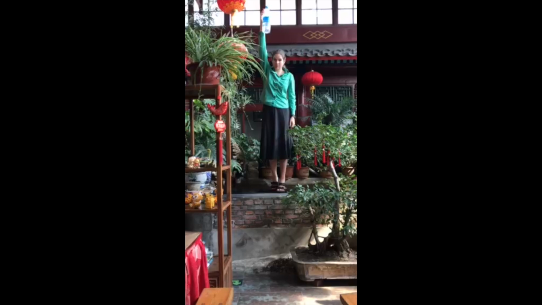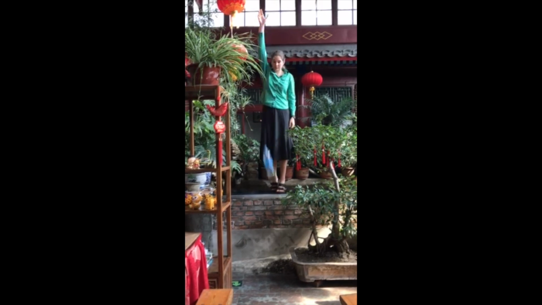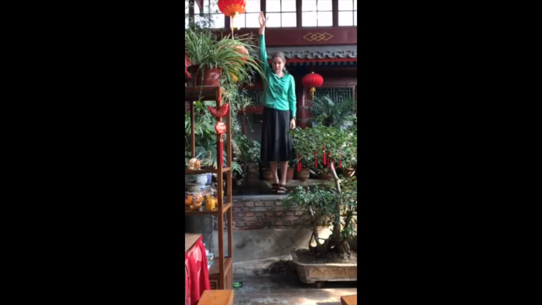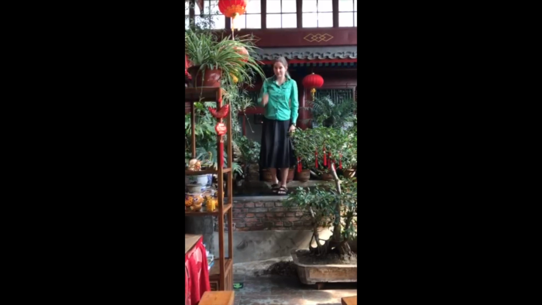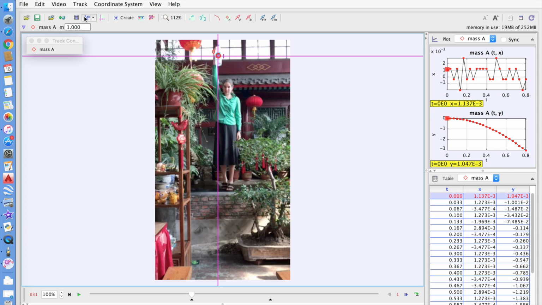For my lab, I dropped an empty water bottle of mass 0.007 kilograms from a height of about 3 meters with an initial velocity of 0. The bottle was chosen because it had a relatively large surface area for its mass and would create a better model of drag. In my analysis, I chose to set the origin at the initial position with the bottle dropping in the negative y direction.